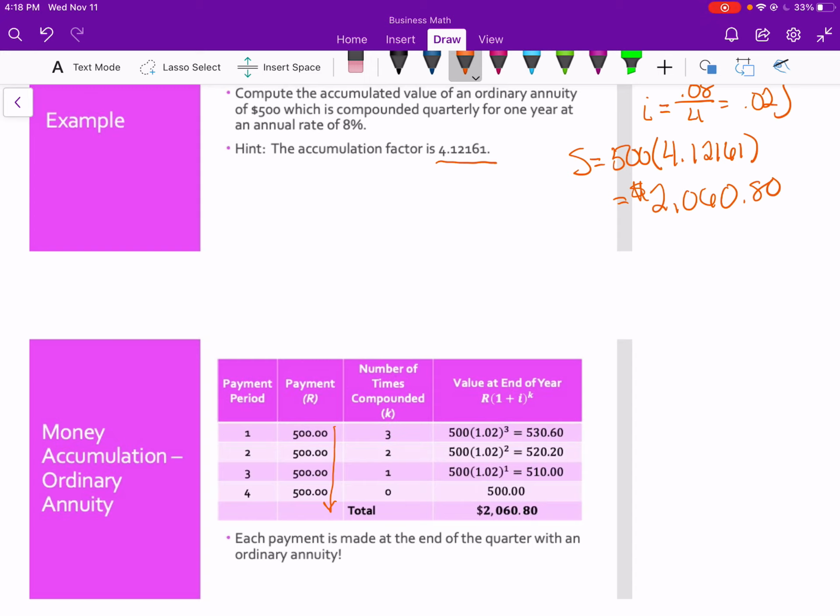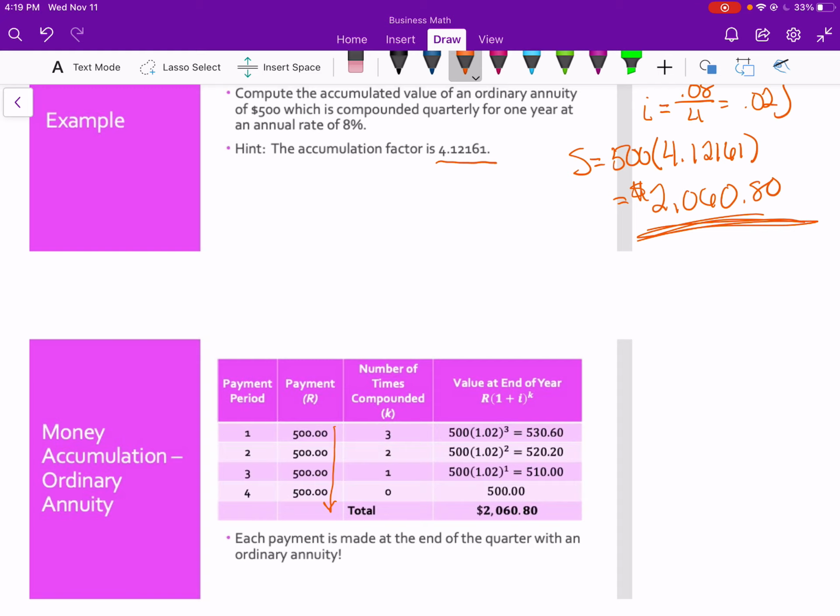What happens is you're going to pay it at the end of the quarter. So at the end of the first quarter, you pay the $500. It's compounded at the end of the second quarter, at the end of the third quarter, and at the end of the fourth quarter. So you can find the value at the end of the year by taking your R times 1 plus I to the number of times compounded. And then when you add those all up, you should get the total. So that's just a broken down version of the big picture number we got up there.